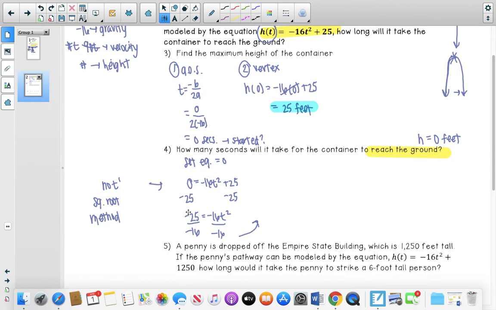I'm not going to simplify that. The only thing I'm going to do is get rid of the negative. So I have 25 over 16 equals t squared. And we would square root both sides.